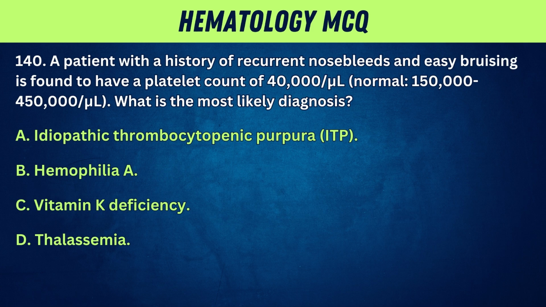140. A patient with a history of recurrent nosebleeds and easy bruising is found to have a platelet count of 40,000/µL, normal.